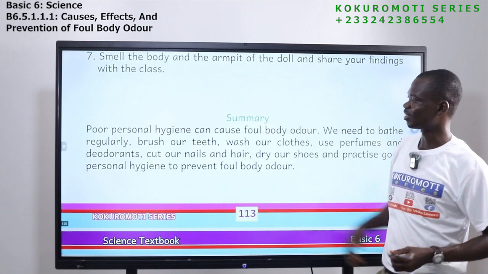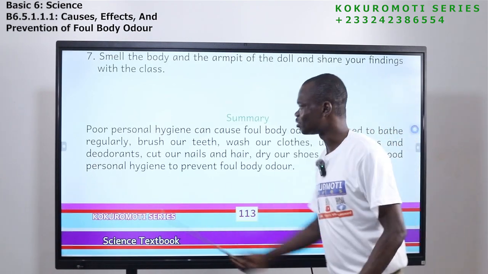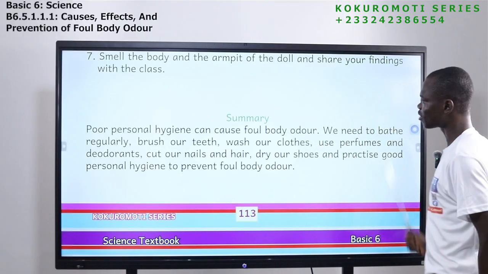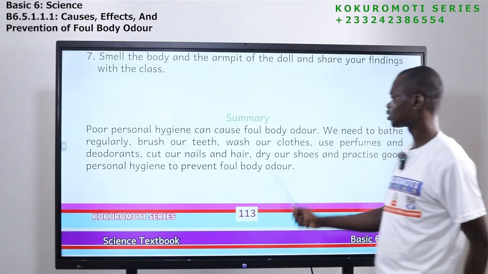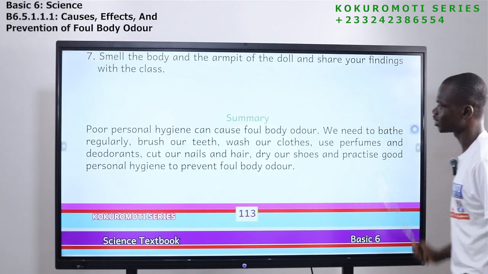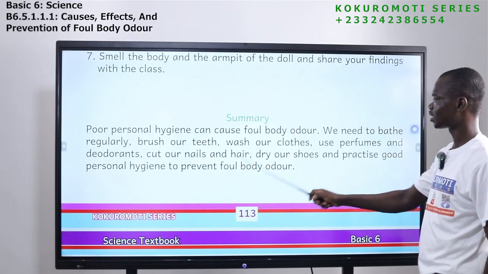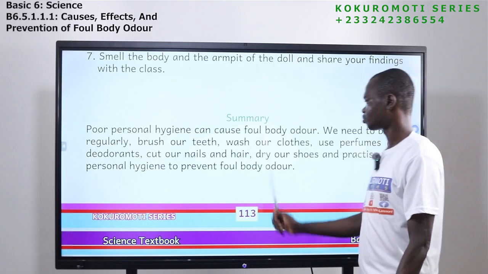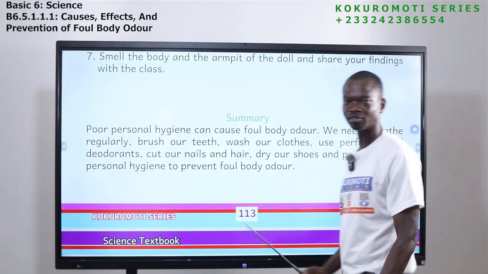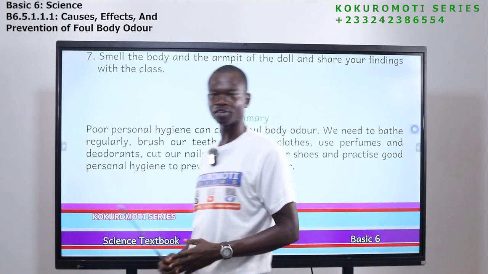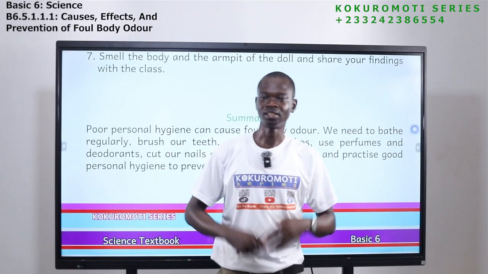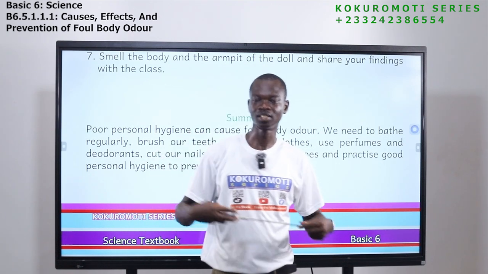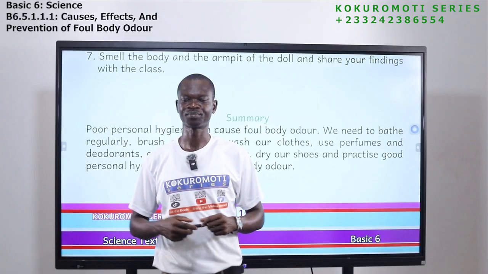So that is the end of our lesson today. In summary, we have learned that poor personal hygiene can cause foul body odor. We need to bath regularly, brush our teeth, wash our clothes, use perfumes and deodorant, cut our nails and hair, dry our shoes, and practice good personal hygiene to prevent foul body odor. Today we have looked at foul body odor, causes of foul body odor, part of the body that produces foul body odor, and the things that we can do to prevent it from happening. This is what we have learned today.